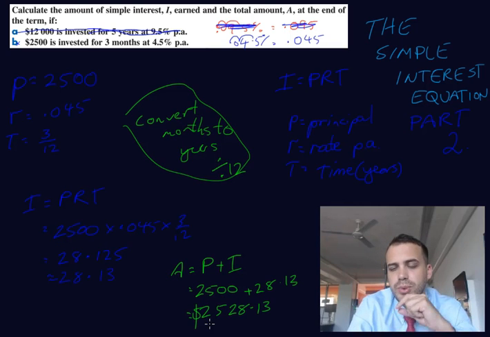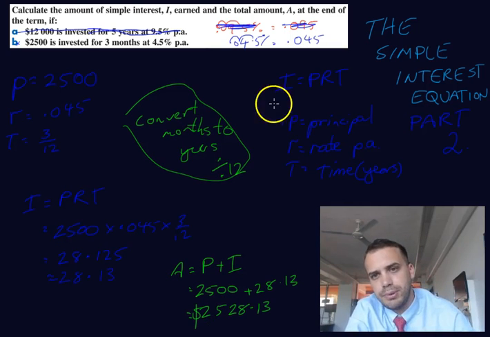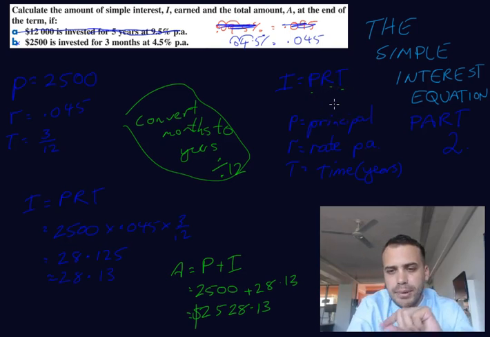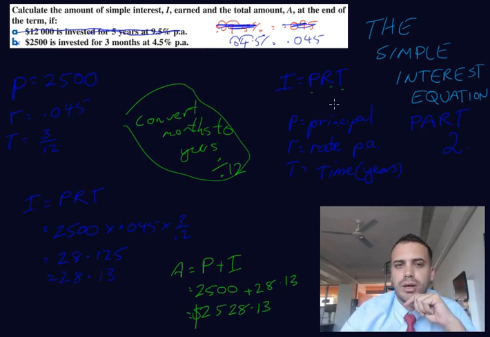In future videos, we're going to look at using the simple interest formula, not just to find I, but to find P, R, and T. But that's for future videos. For now, make sure you're practicing this stuff and getting it right, and then we'll move on.